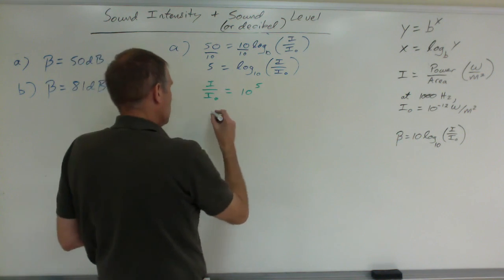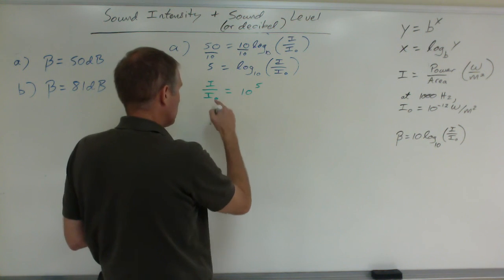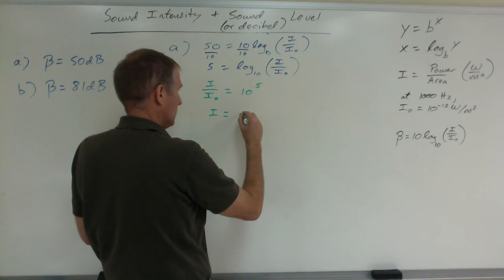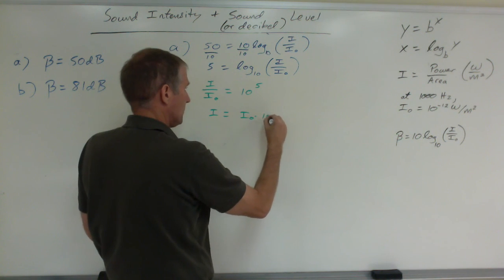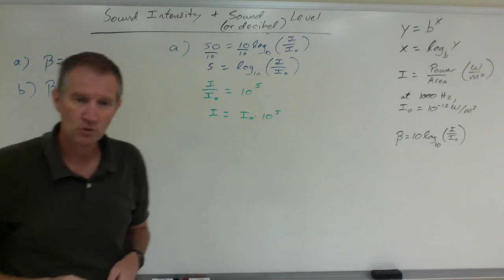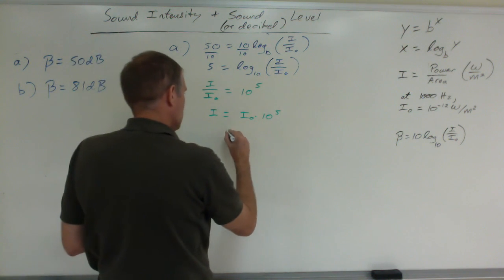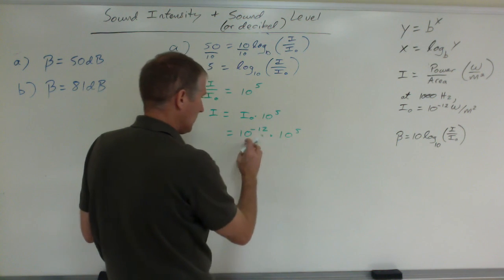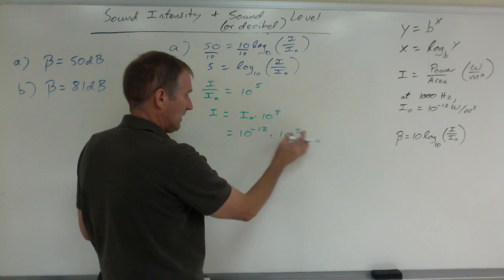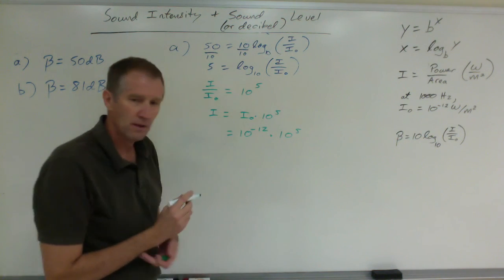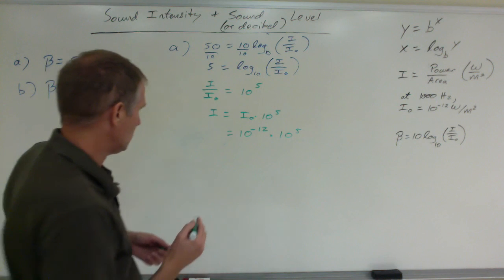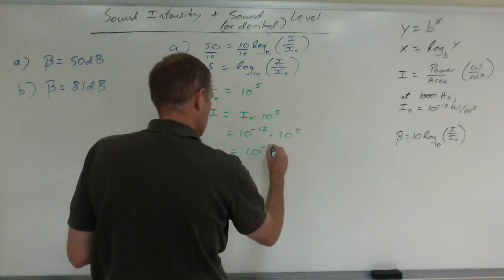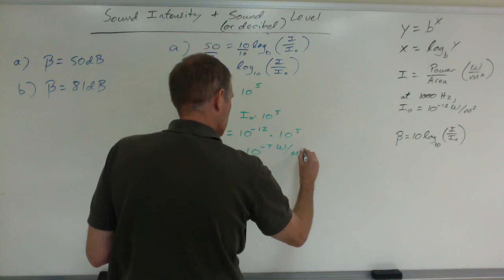I have to solve for I. So I equals, let's multiply both sides by I sub 0. It's going to be I sub 0 times 10 to the 5. Remember that I sub 0 is 10 to the negative 12 for all the problems that we're doing. So 10 to the negative 12 times 10 to the 5. We have the same bases, so you can add your exponents. Negative 12 plus 5 is negative 7. So the intensity of this wave is 10 to the negative 7 watts per meter squared.